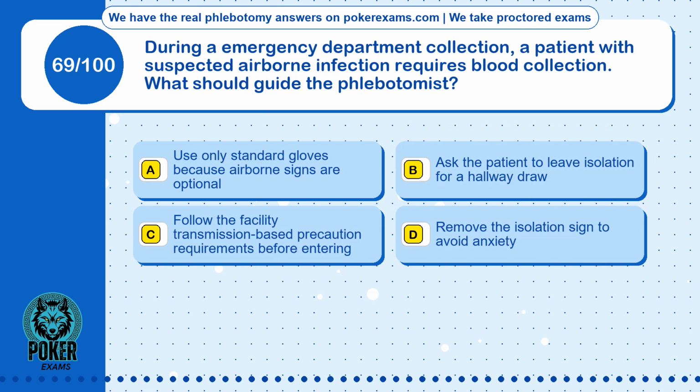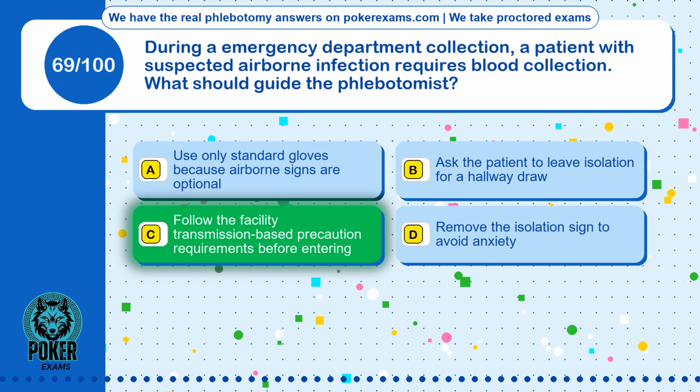Question 69. During an emergency department collection, a patient with suspected airborne infection requires blood collection. What should guide the phlebotomist? Option A. Use only standard gloves because airborne signs are optional. Option B. Ask the patient to leave isolation for a hallway draw. Option C. Follow the facility transmission-based precaution requirements before entering. Option D. Remove the isolation sign to avoid anxiety.